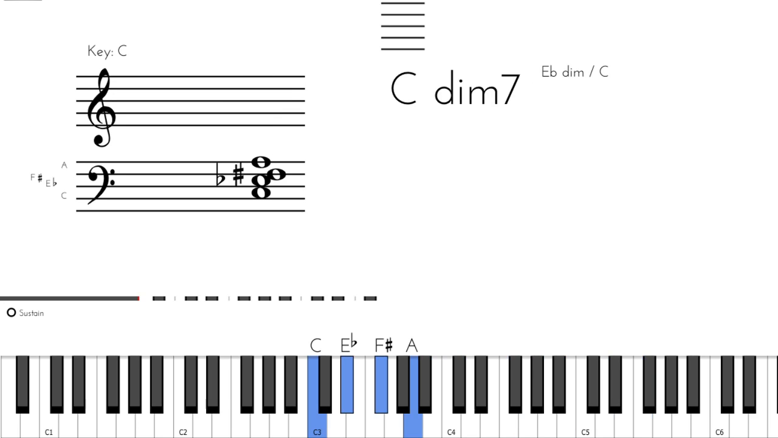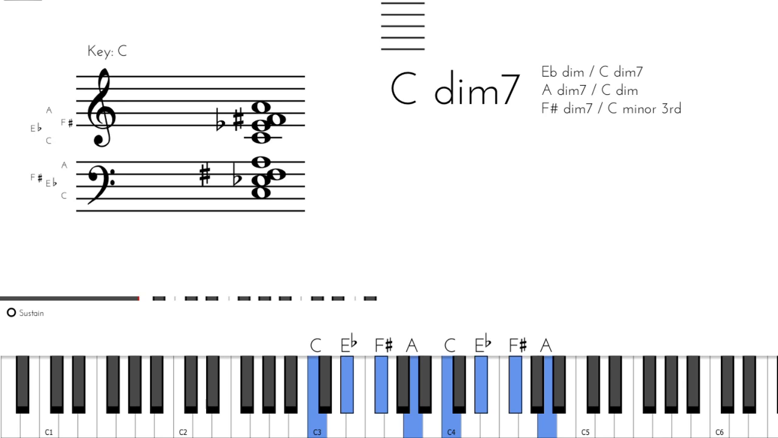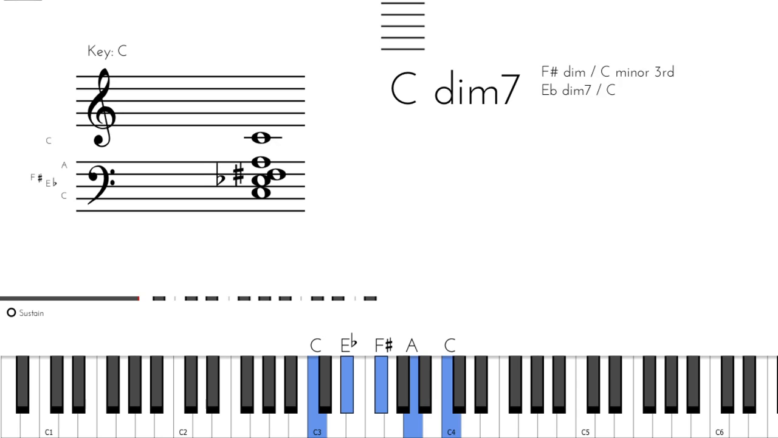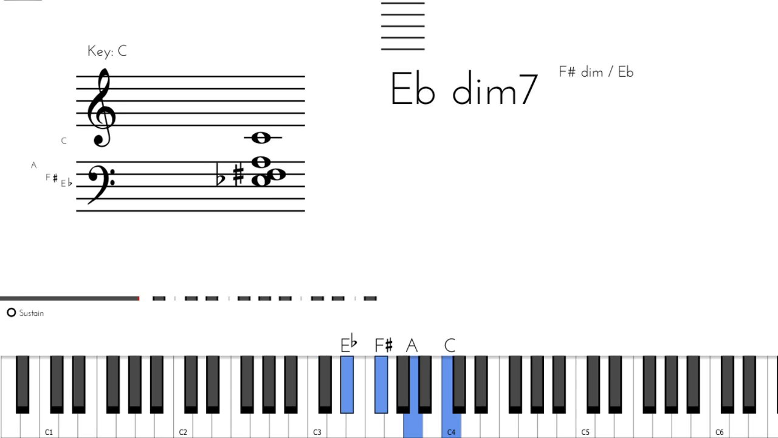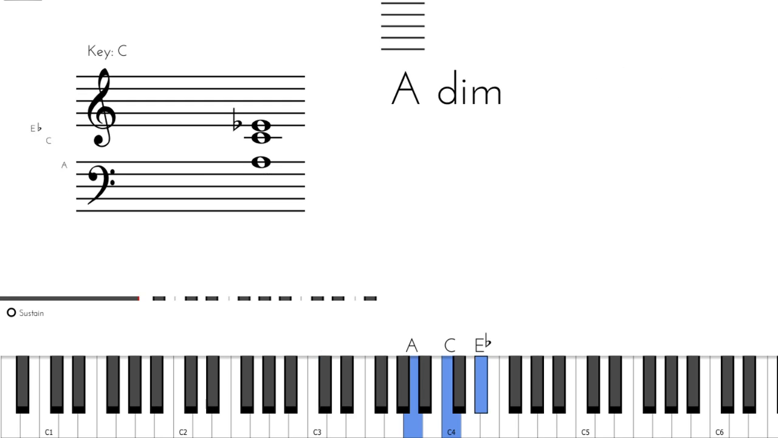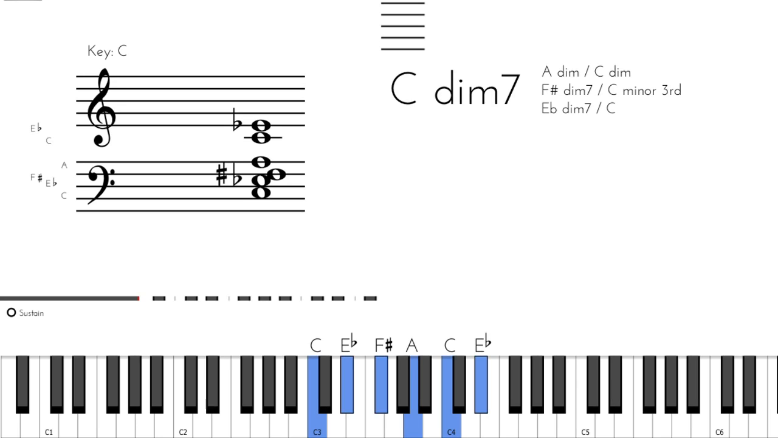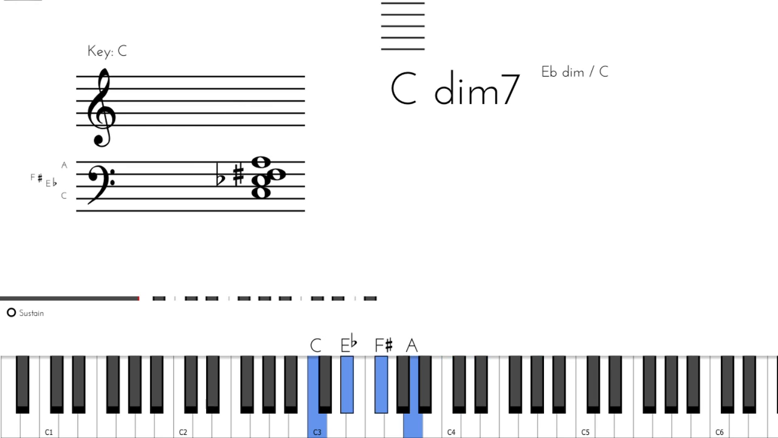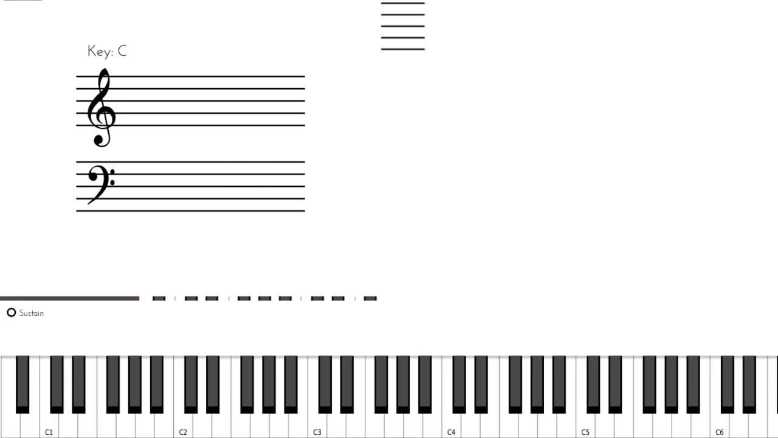So this and this are the same thing. This C is the same as this one here. This E flat. But technically, you call this your root, you call this your third, your fifth.